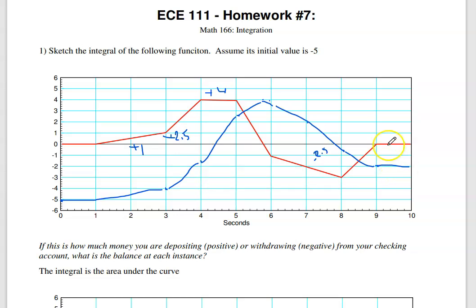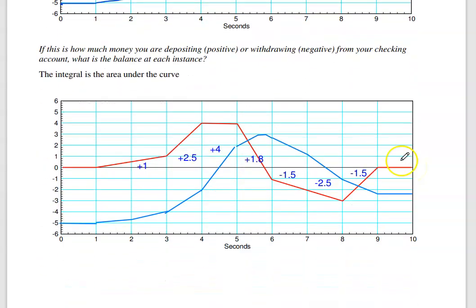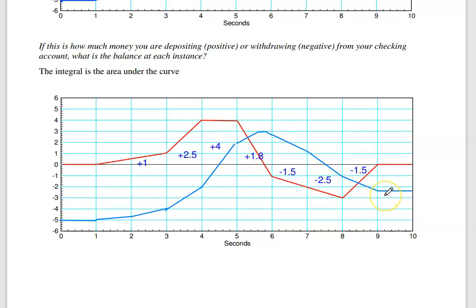Now, when the input is 0, the output is not 0. This is like a bank account. If you're not adding money, not subtracting money, the bank isn't supposed to lose your money. It remembers how much you have, or in this case, how much you owe. Banks are very good about that. They don't forget. So the blue curve is what you should get. Again, integral is just the area under the curve.